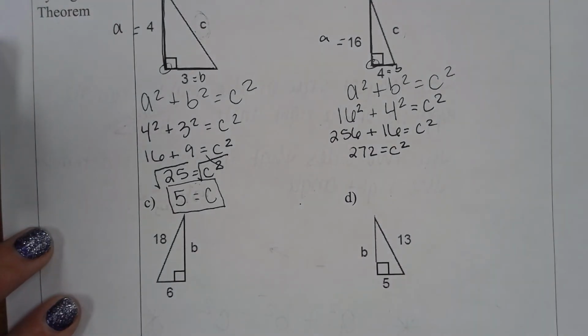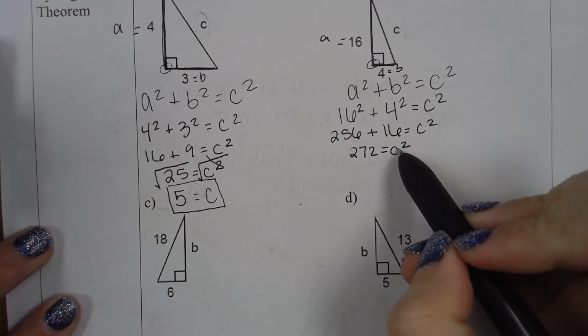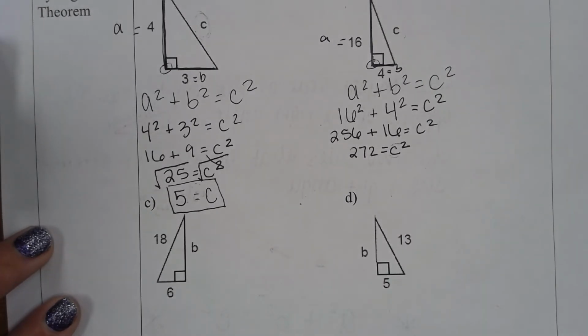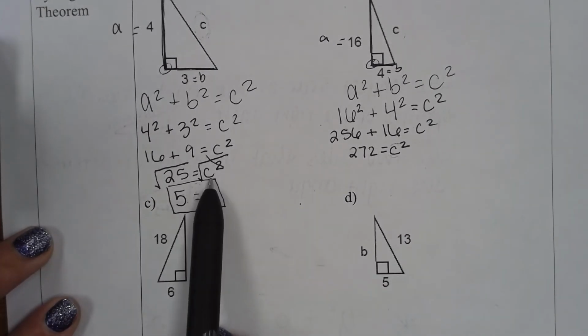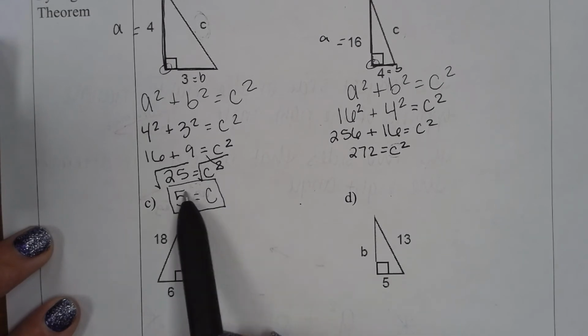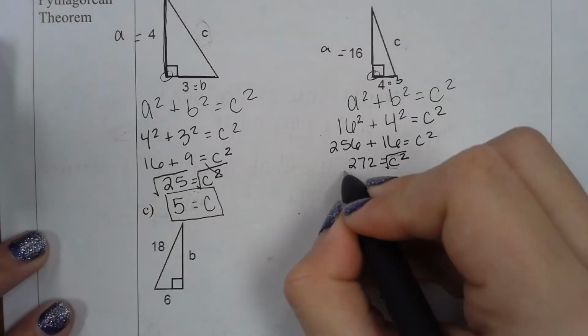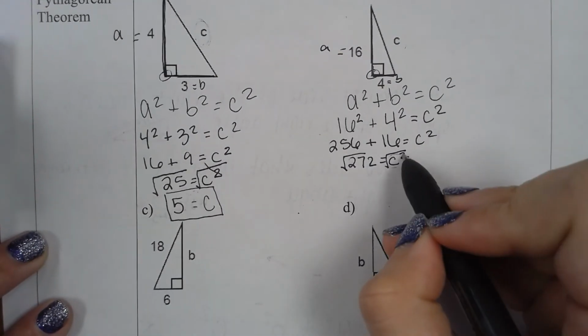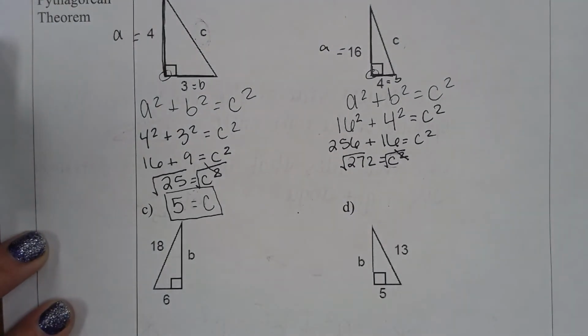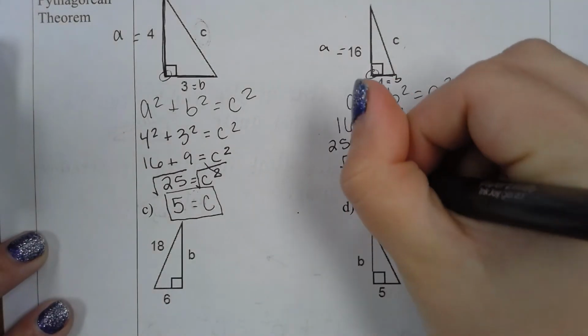equals C squared. Now, a lot of students want to say that 272 is our answer, which is not correct because we need to get C by itself. So, just like we did over here, the opposite of squaring something is taking the square root of it. So, when I take the square root on both sides, my squareds cancel out in the square root, so I'm now left with just C.